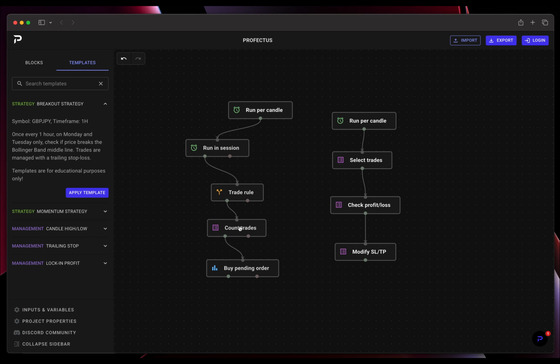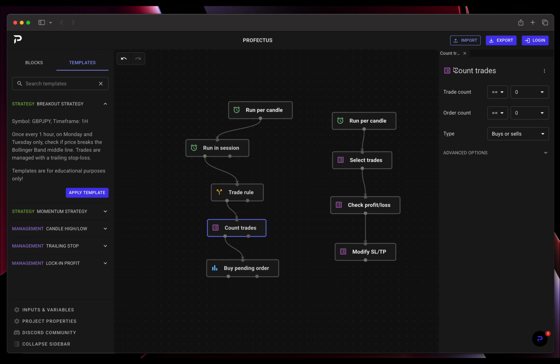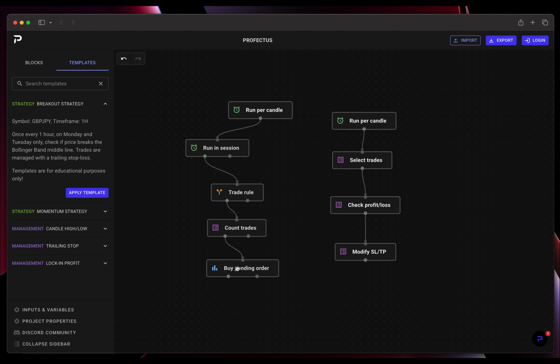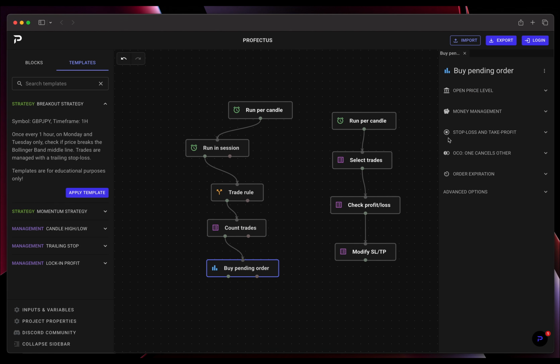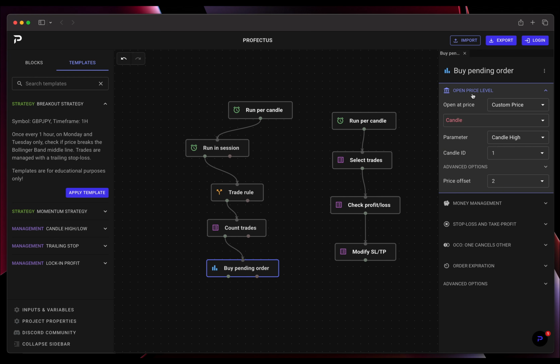Count trades, what is this? Well, I just want to check if I have no trades open or no orders placed, then buy pending order. Start with deciding where to place your order. This strategy places the buy order at the most recently closed candle high. That is candle ID 1.